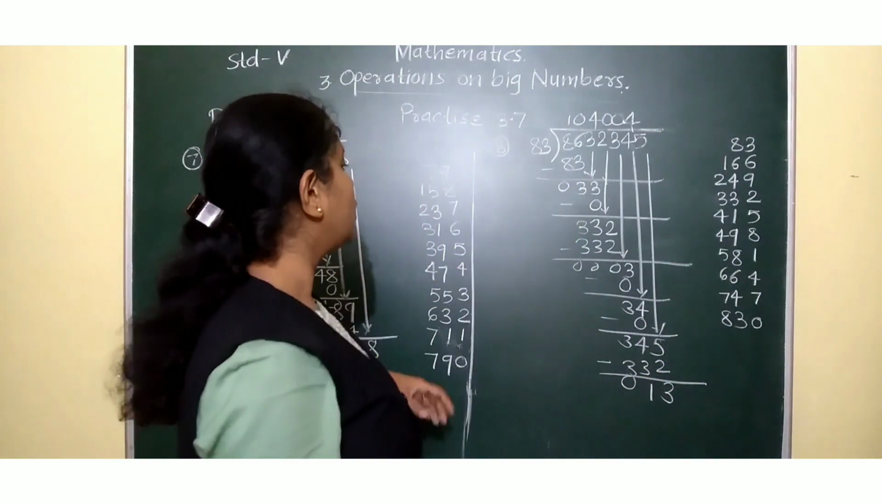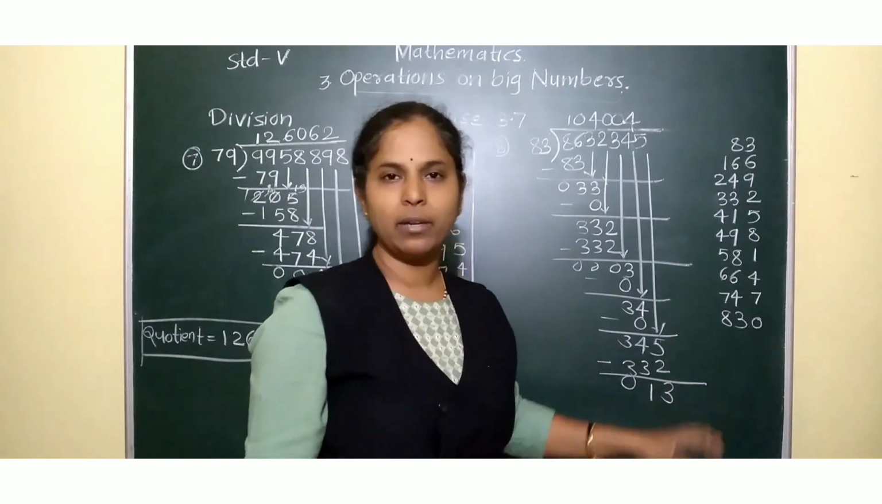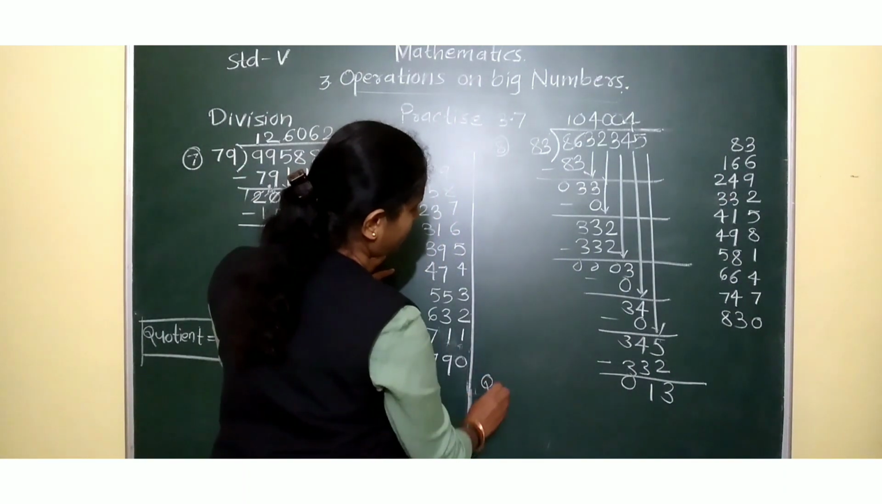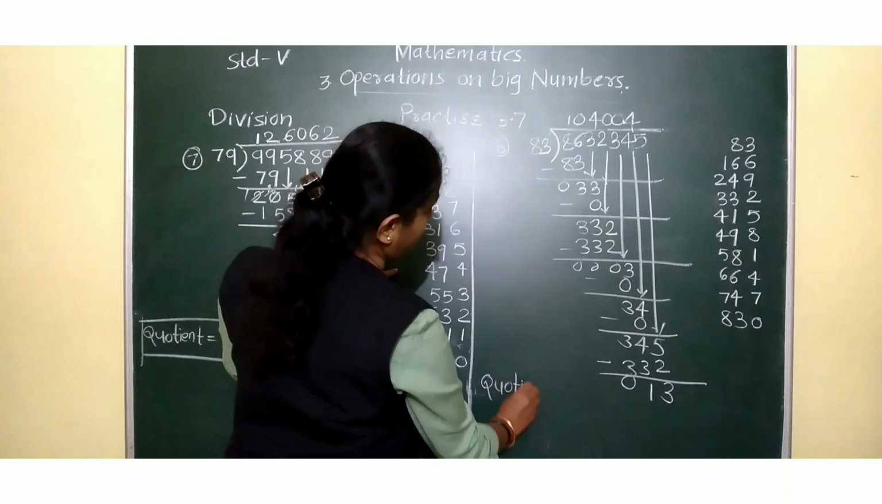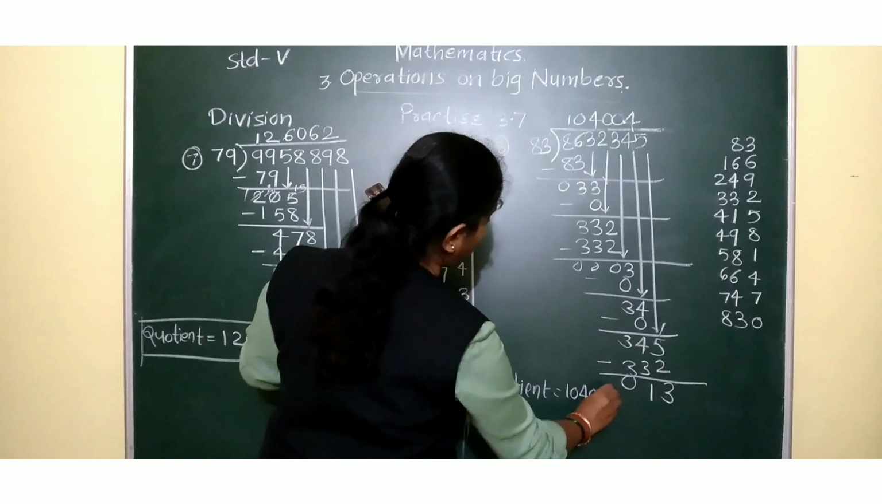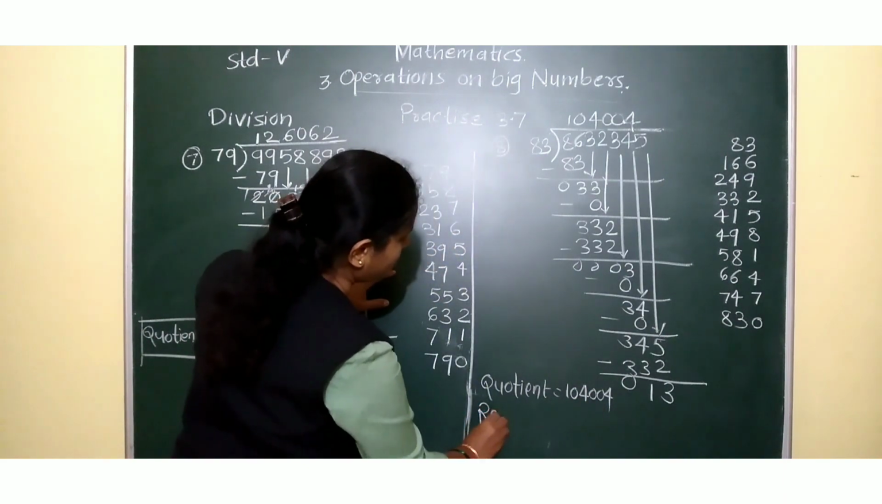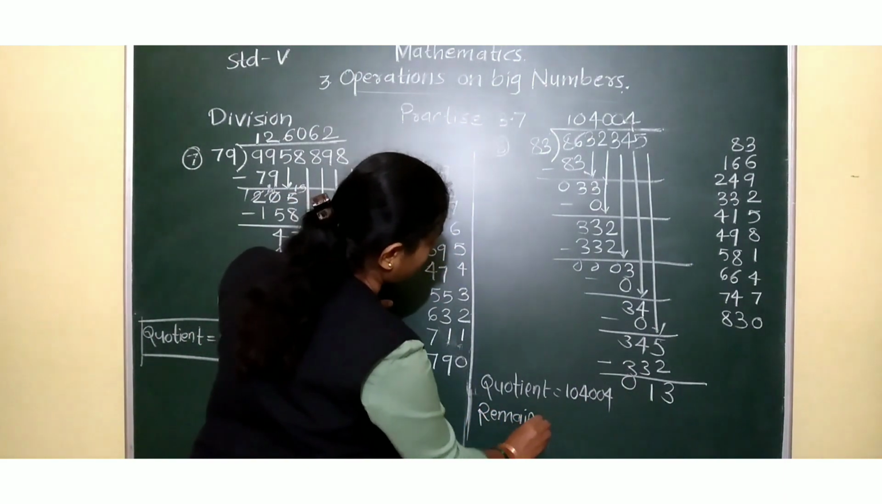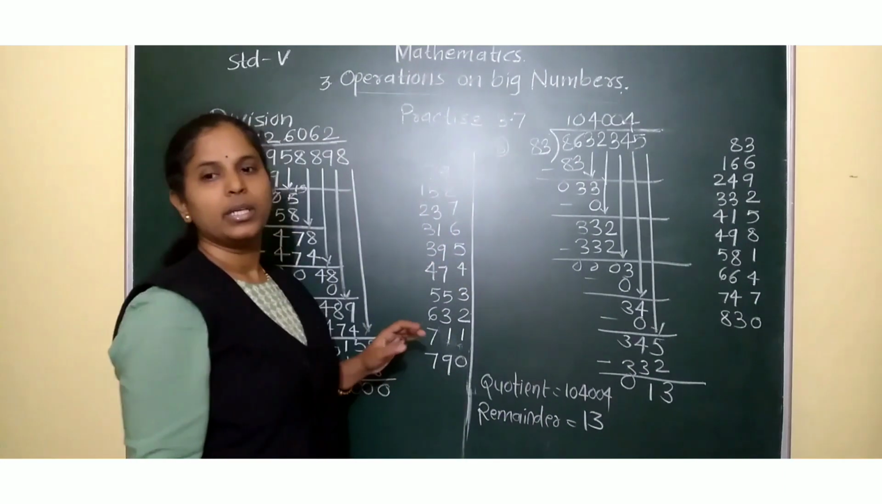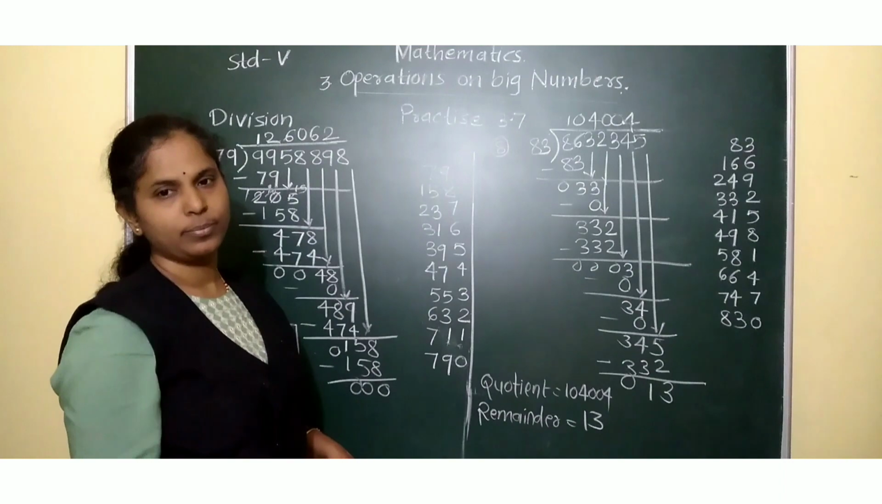Now see here. Here we cannot divide completely. Remainder we get, that is 13. So the answer is quotient 104004 and remainder is 13. Okay. In this way we have to solve.